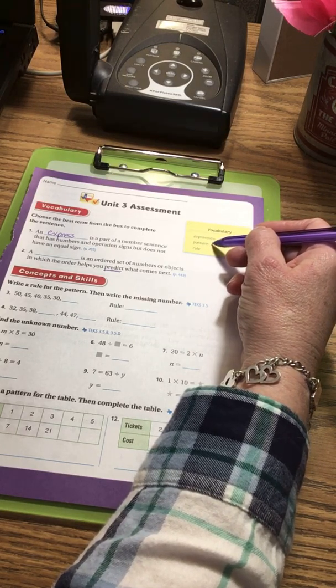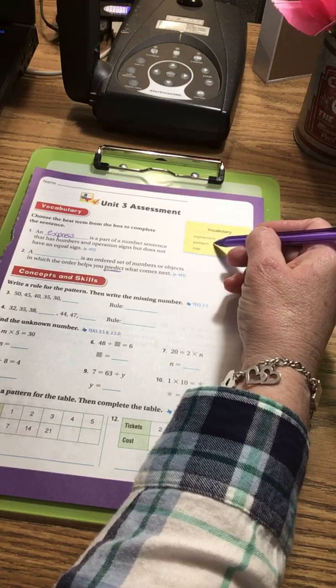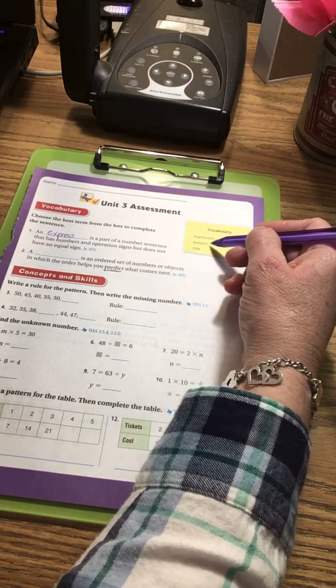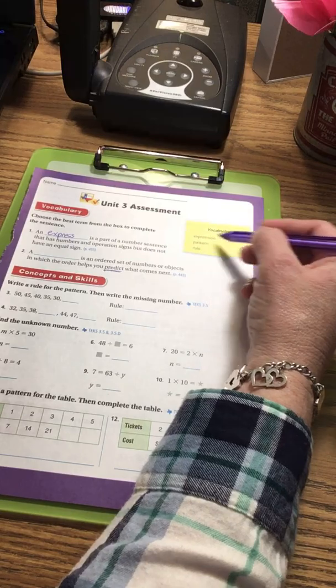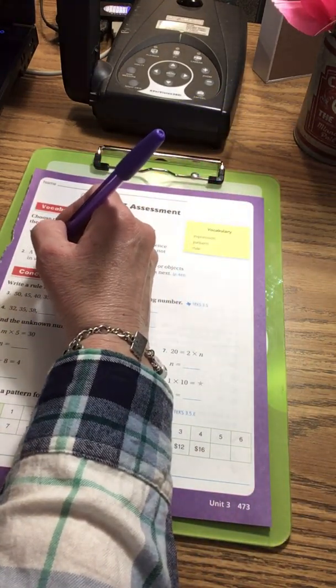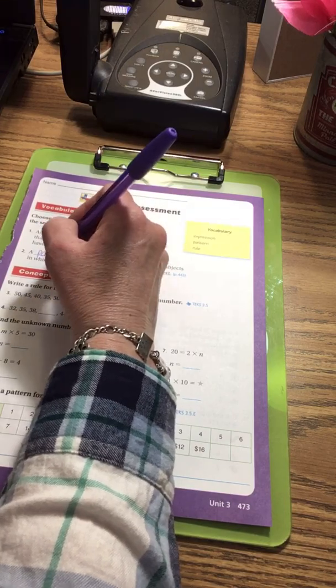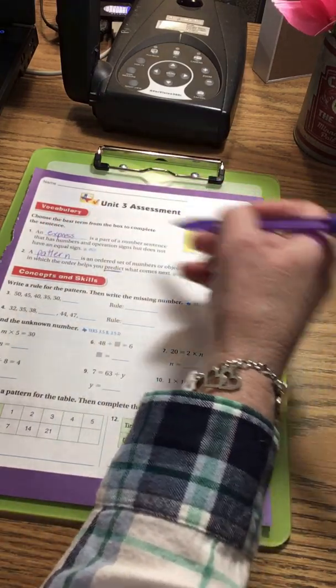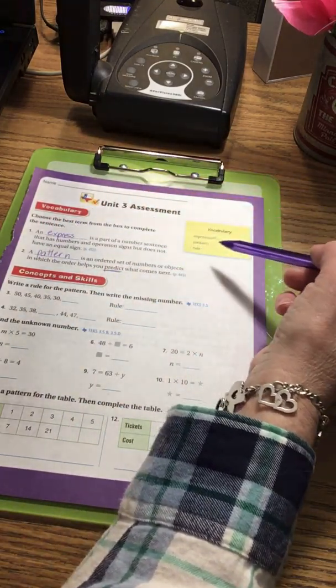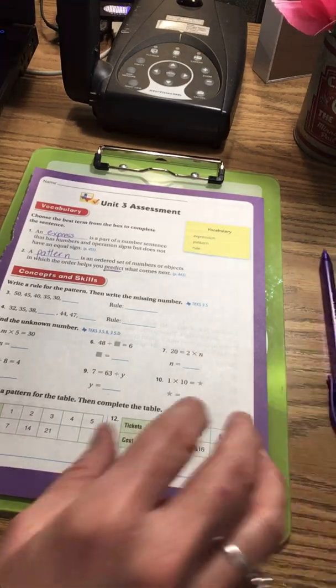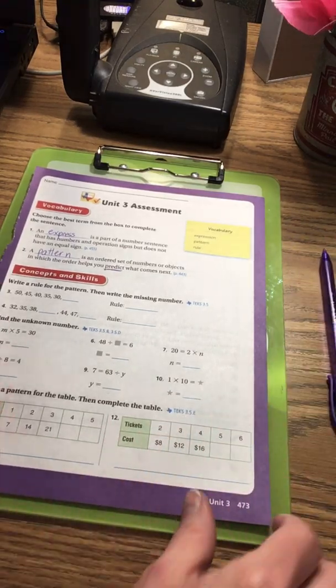A pattern, you're trying to sit here and figure out what is the pattern to something. So you do have to predict a little bit on that one. So it would be a pattern is an ordered set of numbers or objects in which the order helps you predict what comes next.